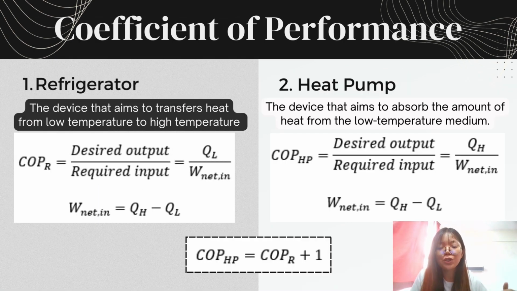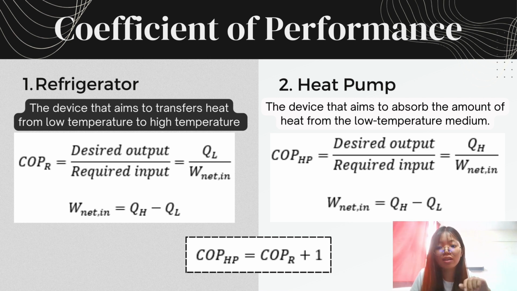So now I will introduce the coefficient of performance. It lets us know the efficiency, or the performance, of a refrigerator and a heat pump. A refrigerator is a device that aims to transfer heat from low temperature to high temperature, while a heat pump is aimed to absorb heat and move it from low temperature to high temperature. Although their functions are similar, their aims are different and their desired outputs are different.